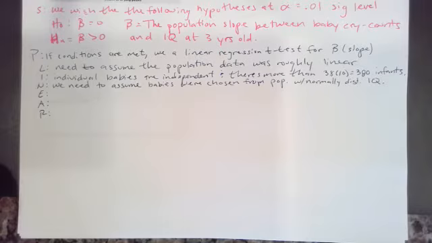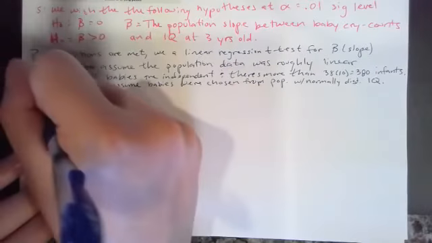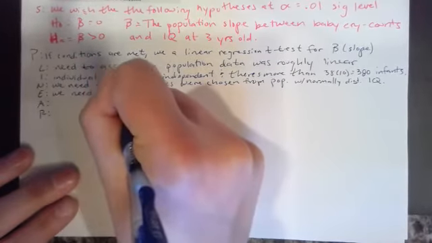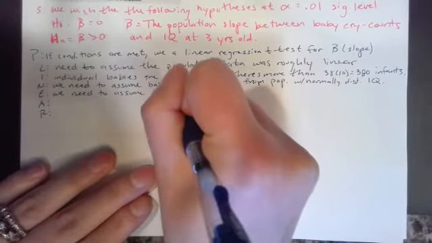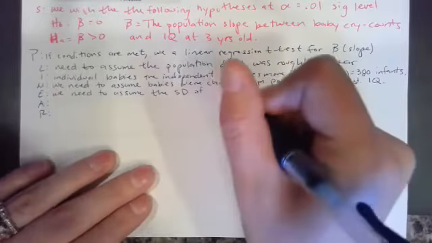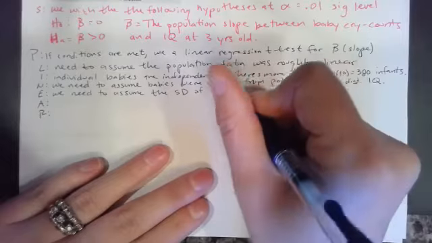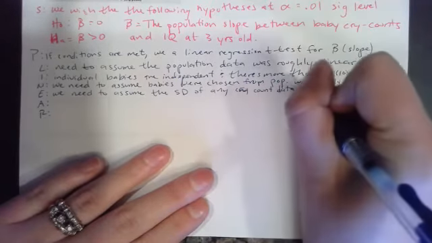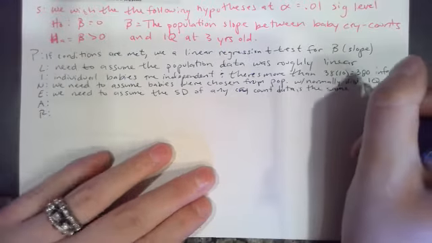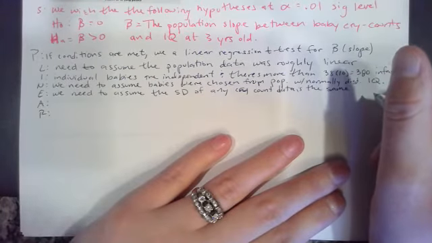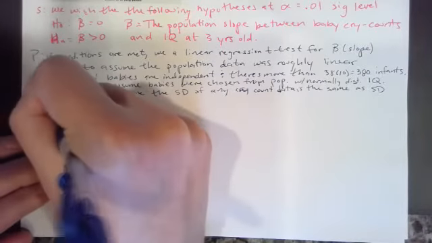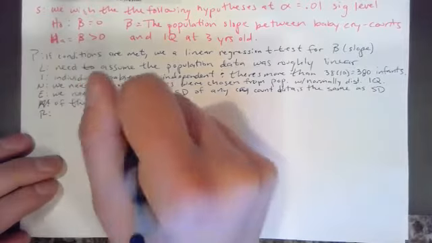All right, next, E stands for equal variance. The standard deviation of Y is the same as X. So we need to assume the standard deviation of any cry count data is the same as the standard deviation of the IQ test data.